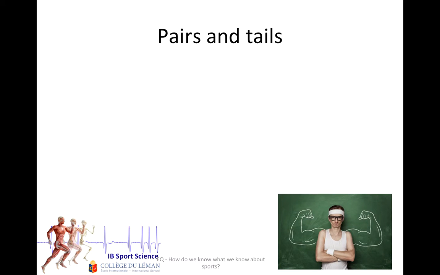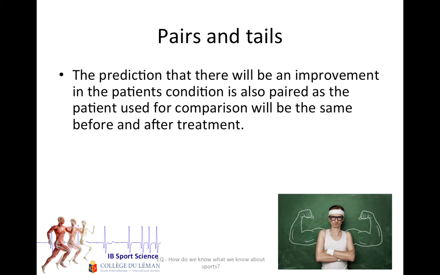So let's talk a little bit more about what we mean by pairs and tails. So the prediction that there'll be an improvement in the patient's condition is also paired, as the patient used for comparison will be the same before and after treatment. So patient 1's results before treatment will be compared to patient 1's results after treatment, and they're the same group.